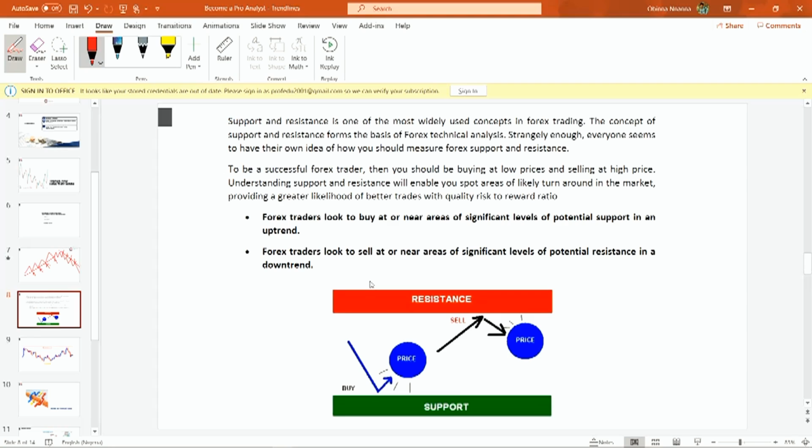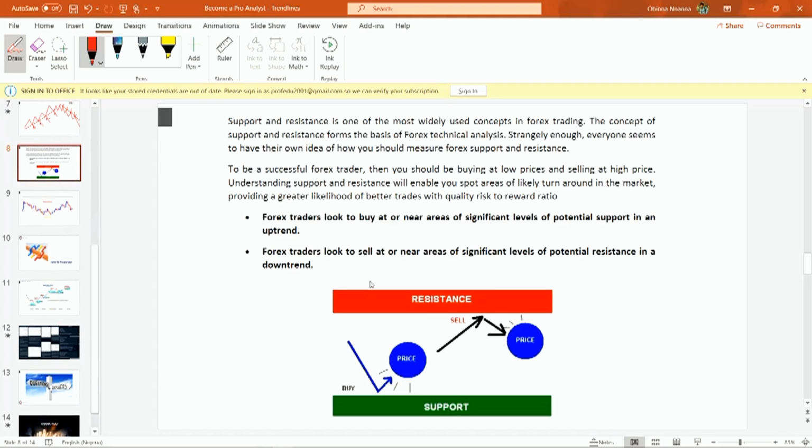As traders, we make money if we are able to look for significant levels of potential support to buy and levels of potential resistance to sell, where we can have minimal risk and high rewards on our trades, because you want to look for low prices to buy. If you're in a business, you want to be looking for low prices so you can be buying the market, or high prices so you can sell and make profits.